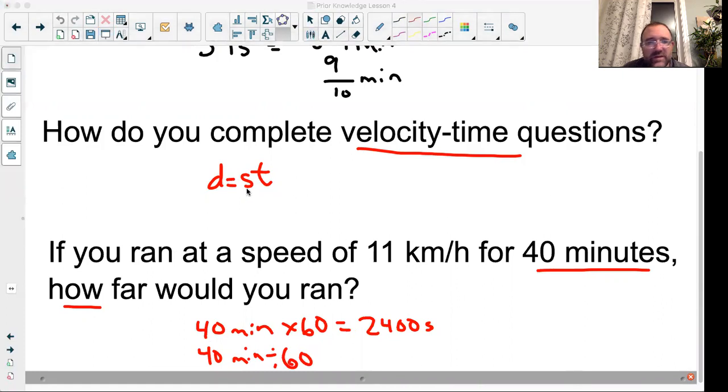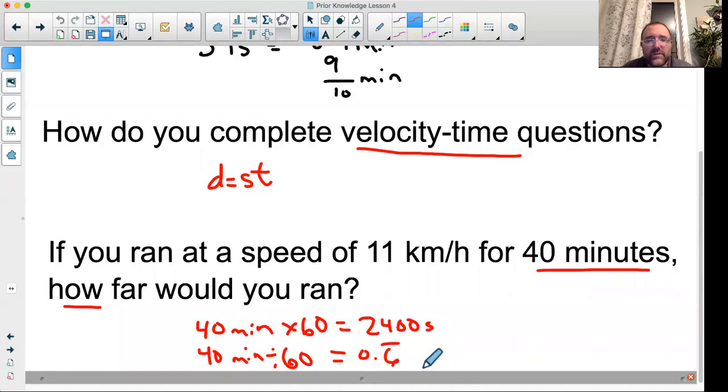So 40 divided by 60 gives us 2/3, 0.6 recurring of an hour.